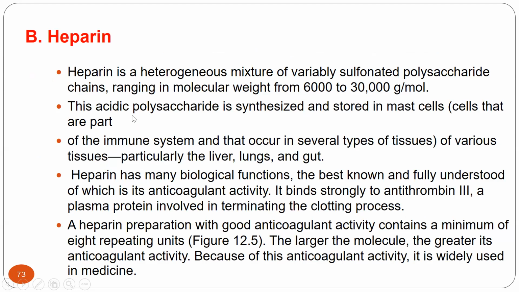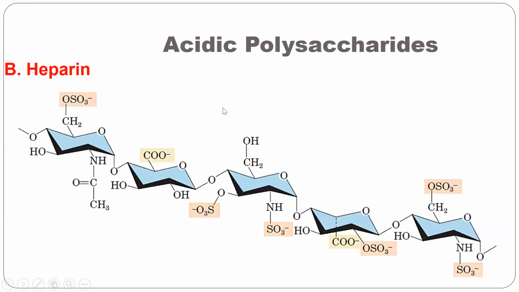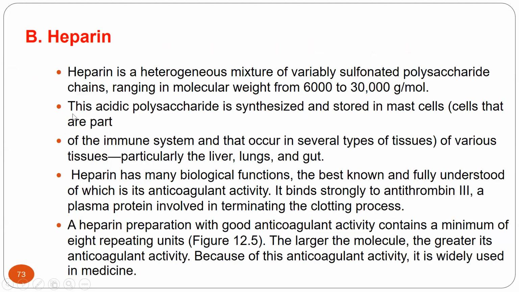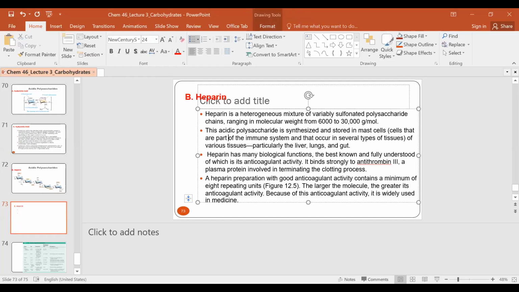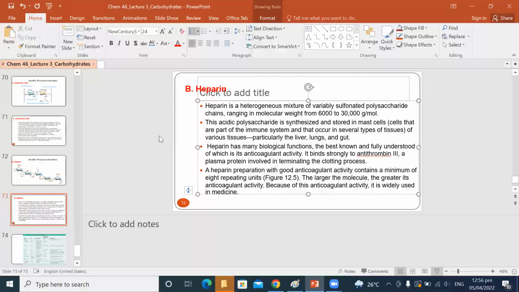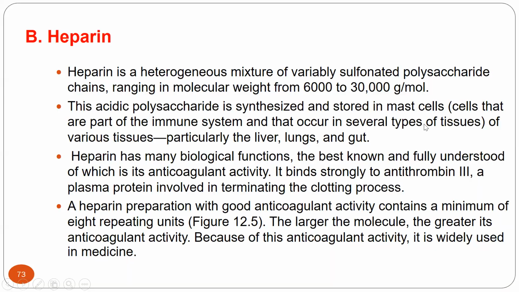So where can you find that? Acidic polysaccharide. This acidic polysaccharide is acidic, no? This SO3 is the dissociated form of the sulfonic acid, actually. The acidic polysaccharide is synthesized and stored in mast cells that are part of the immune system. We can see that it occurs in several types of tissues, present in the liver, lungs, or even in the gut. So, what is the function of heparin?